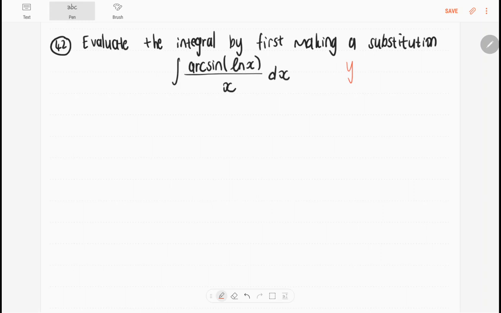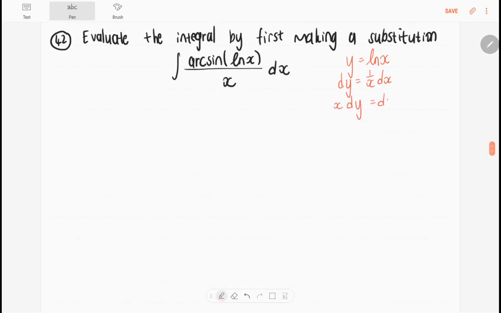So whatever I set y equal to, I want the derivative of that. So in other words, dy, I want that to be inside of my integral. We also know that whatever we set y equal to is usually the inside of something. And here it's nice to see we have a ln x as the inside of arcsin, and the derivative of ln x is also inside of our integral because the derivative of ln x is 1 over x. So if we say y equals ln x, then dy equals 1 over x dx. So x dy equals dx.